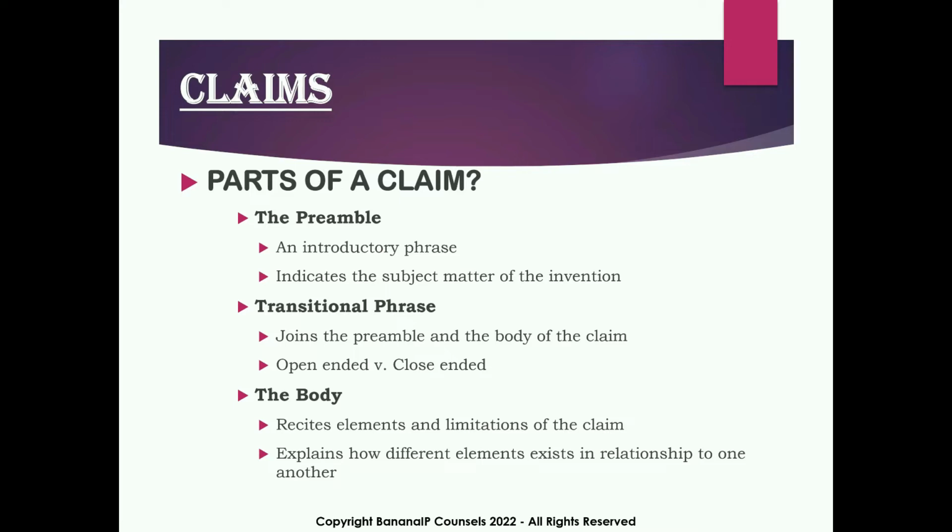The next part of the claim is the transitional phrase, which joins the preamble with the body of the claim. This transitional phrase can be an open-ended phrase or a close-ended phrase. I'll give you details about open-ended and close-ended phrases when we talk about the case law. Next is the body of the claim, where we recite the elements of the claim. All the limitations and elements of the claim will be recited in the body of the claim, which shows the different elements of the invention in relationship to one another.